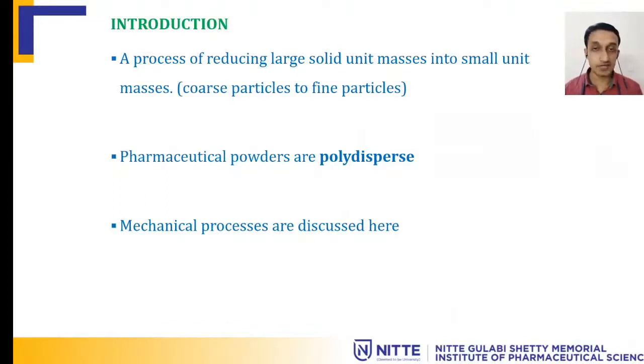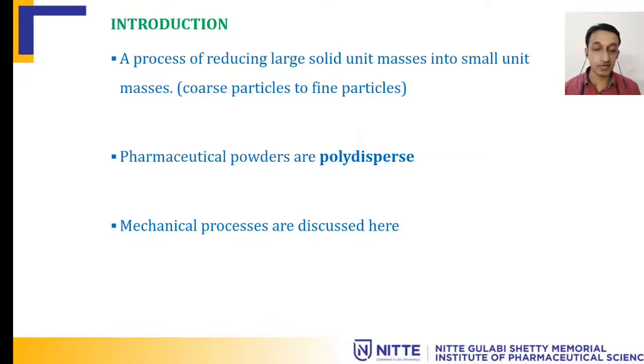Any substance which has several different particle sizes in it. That means there are large particles, there are small particles, there is a mixture of various sizes of particles in a particular material. We call that material polydispersed. A monodispersed material will have uniform particle sizes.